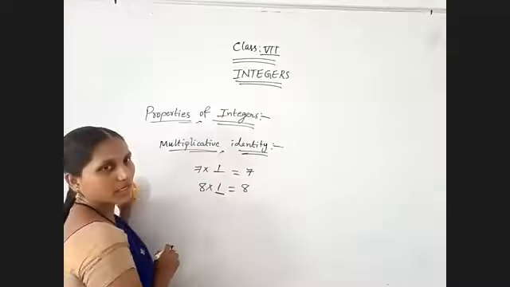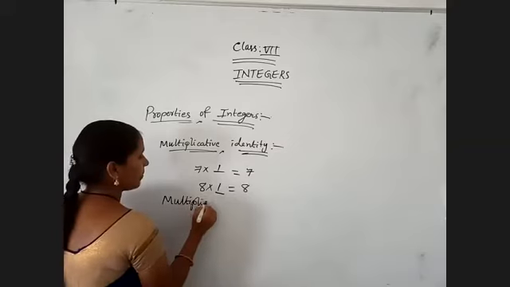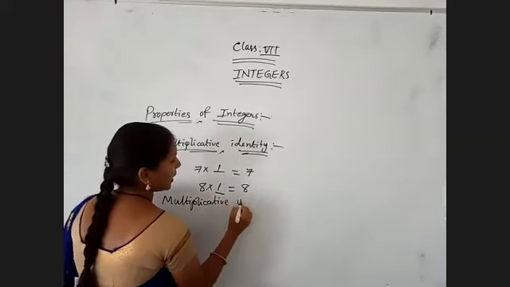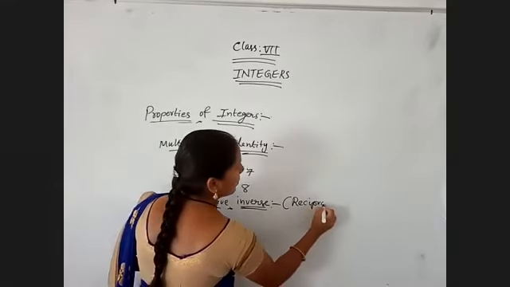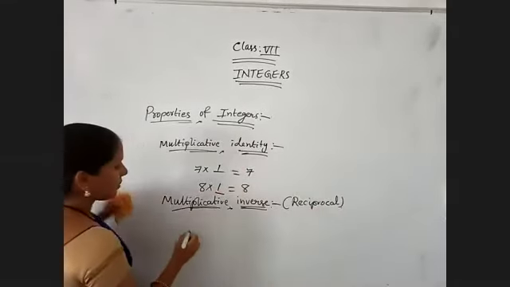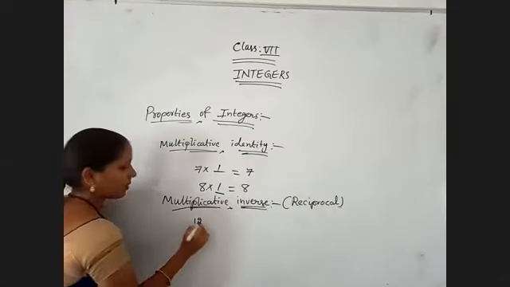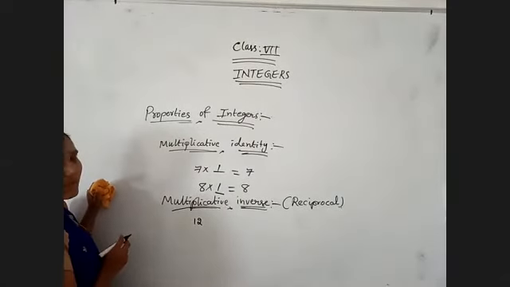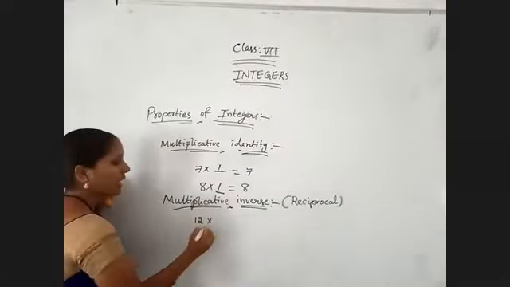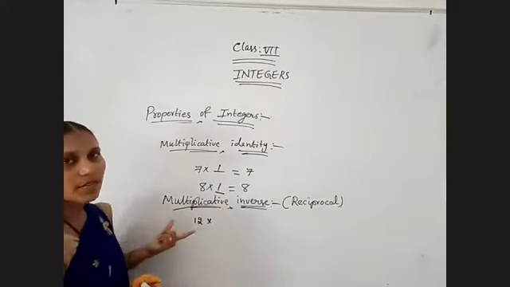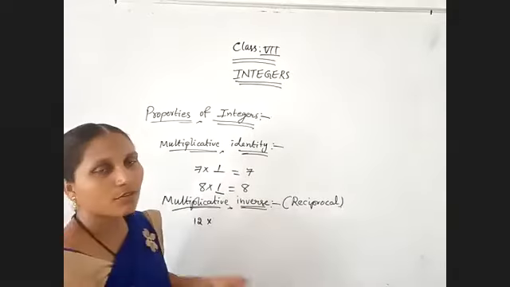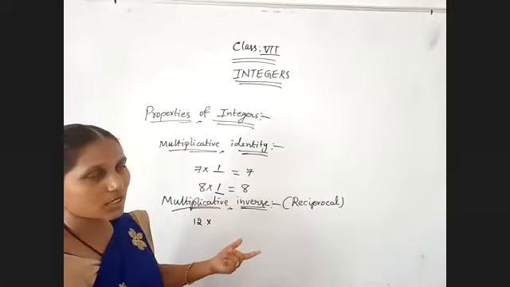Now coming to the multiplicative inverse. Multiplicative inverse is also called the reciprocal. Take 12. What is the multiplicative inverse of 12? The multiplicative inverse of a positive number is positive only, and of a negative number is negative only. Whereas for the additive inverse, for a positive number we get a negative, and for a negative number we get a positive.